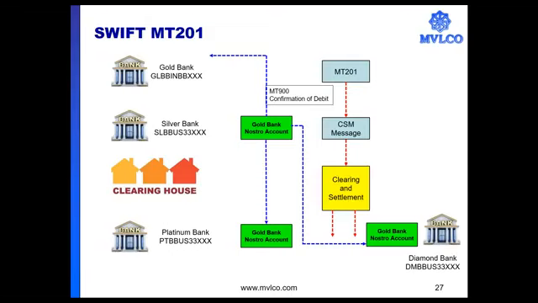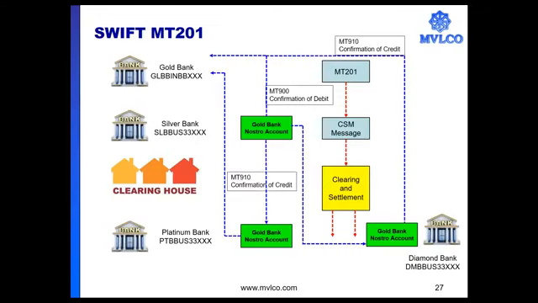CSM will send that transaction message of settlement to both Platinum and Diamond. When Platinum and Diamond receive this money from the clearing system, they will credit the account of Gold Bank, both at Platinum and Diamond, and then issue the confirmation of credit MT910. So both of them send the MT910 to Gold Bank. Platinum sends an MT910 confirmation of credit. Diamond sends an MT910 confirmation of credit. This is how the messages will reach Gold Bank.